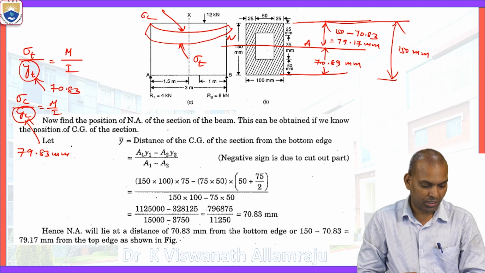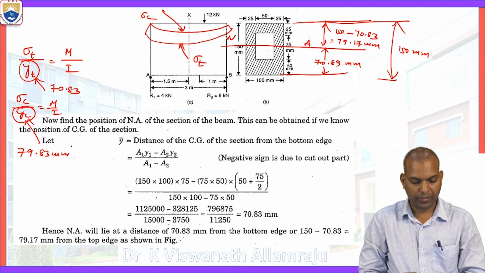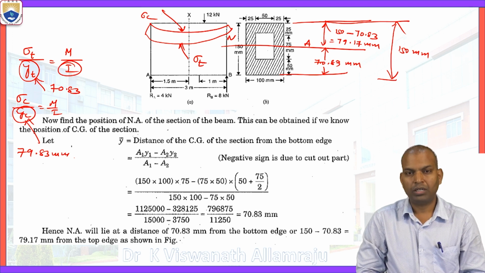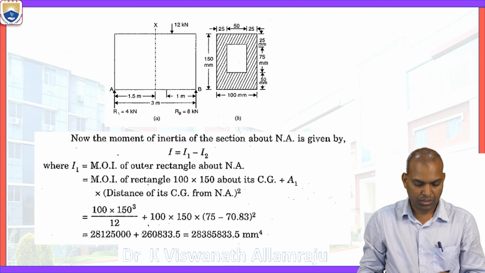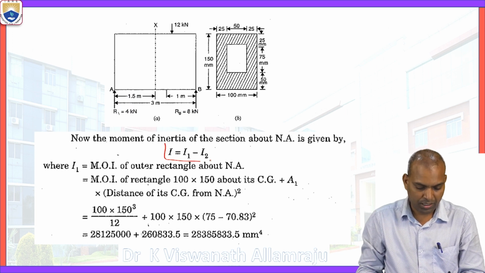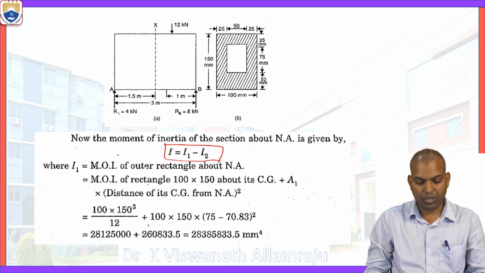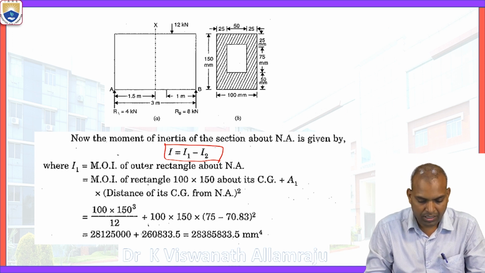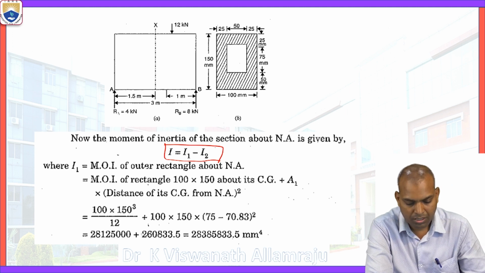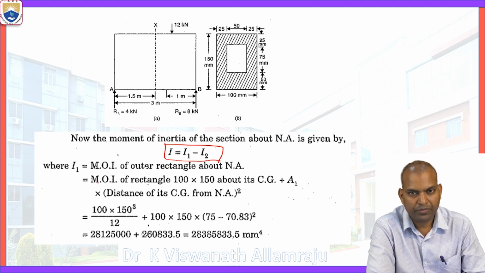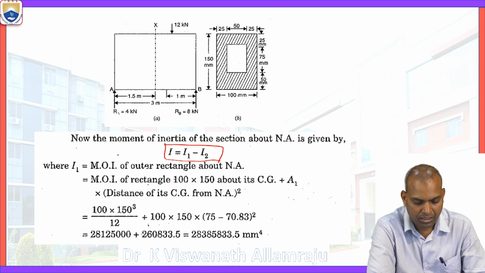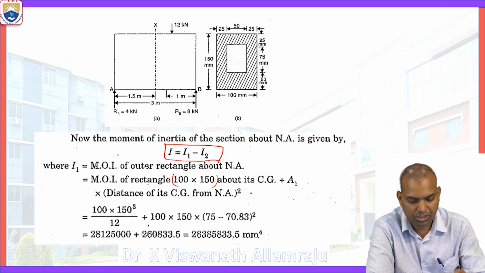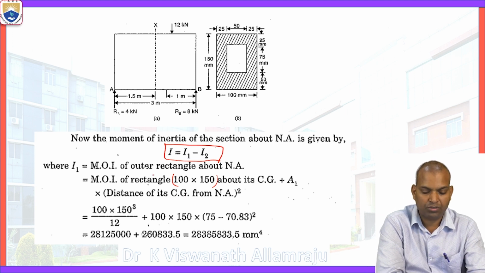And a very important thing, one more thing, you have to find out the I value. What is the I value here? I equals I1 minus I2. For a hollow section, what is I1? The moment of inertia of the outer rectangle about the neutral axis, that is the moment of inertia of the 100 into 150 rectangle about its centroid, plus A1 times the distance of its CG from the neutral axis whole squared.